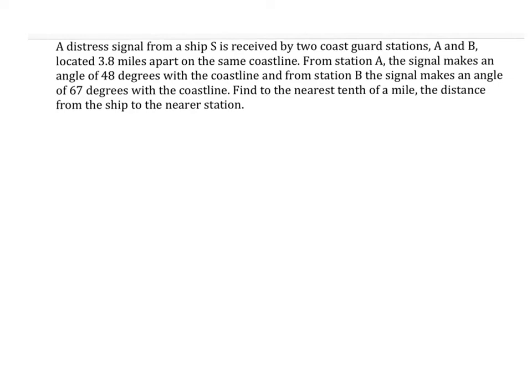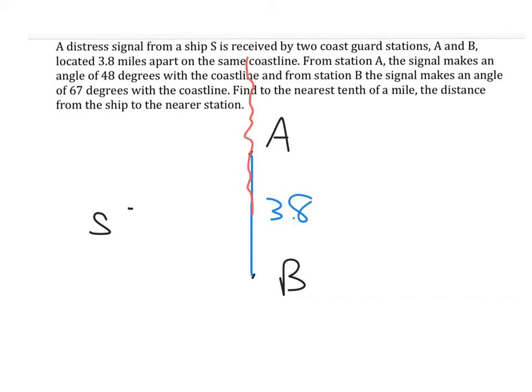A distress signal from a ship S is received by two Coast Guard stations, A and B, located 3.8 miles apart on the same coastline. So here's our coastline, and the distance from A to B is 3.8.